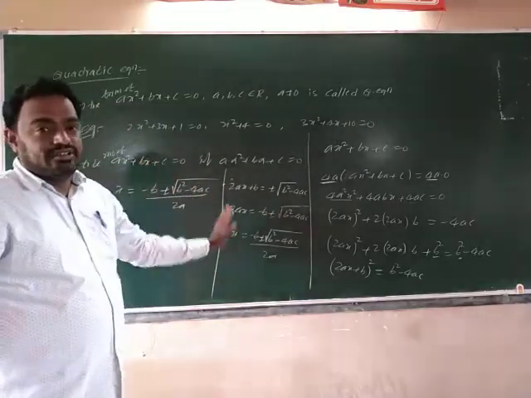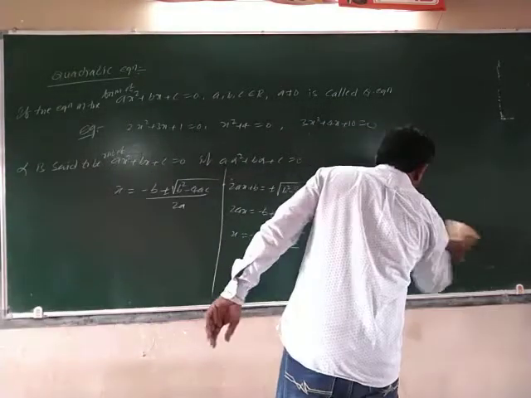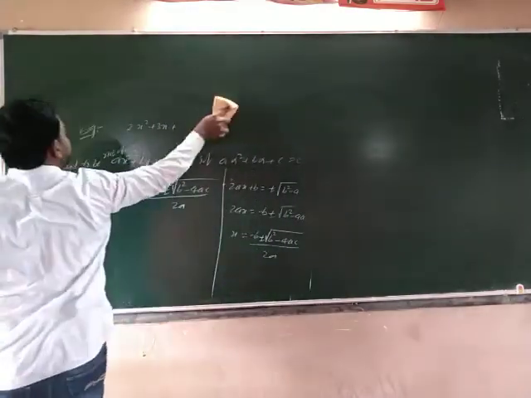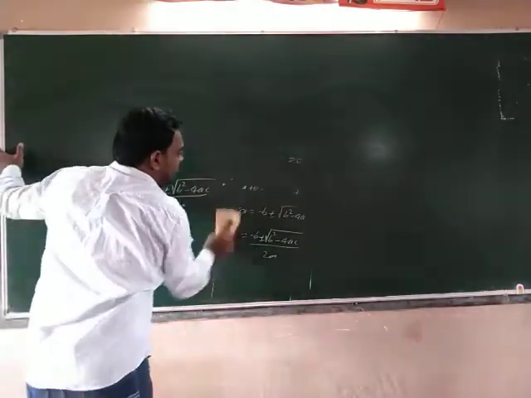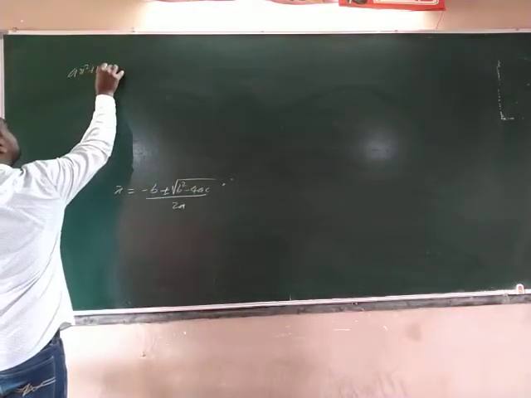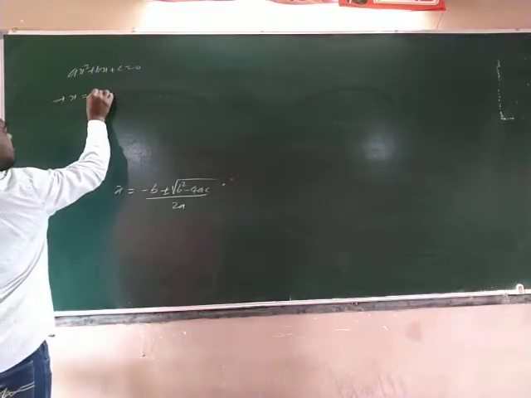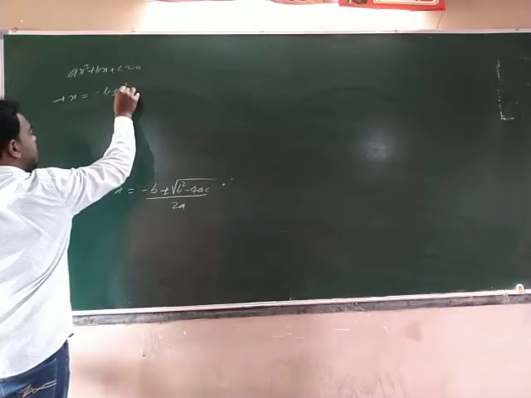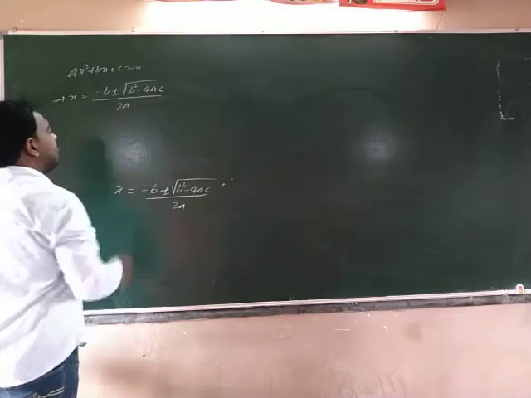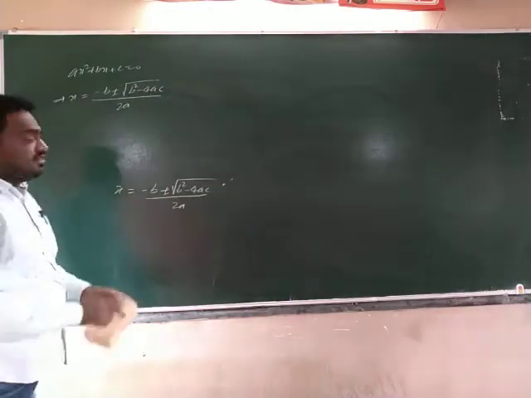So by following this method, next, the roots of the equation ax² + bx + c = 0 are x = (−b ± √(b² − 4ac)) / 2a. This is the roots.